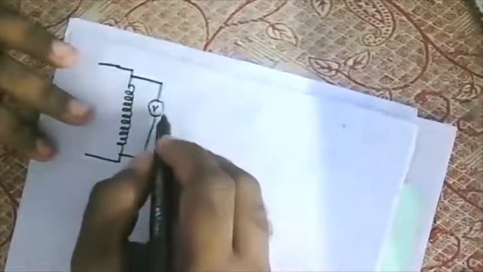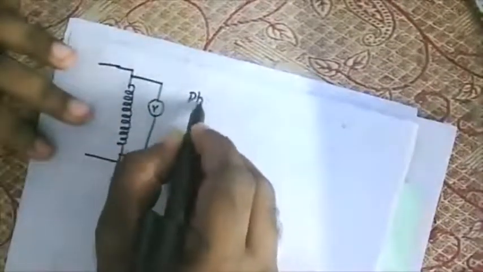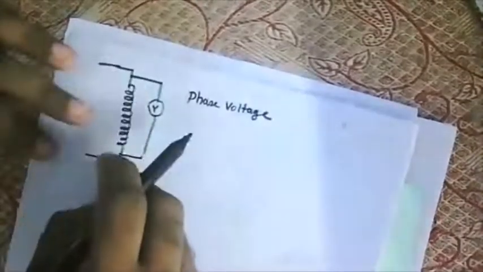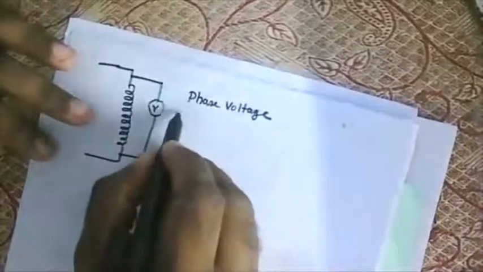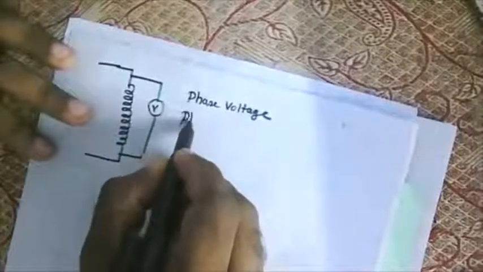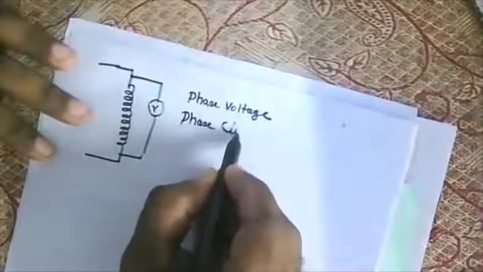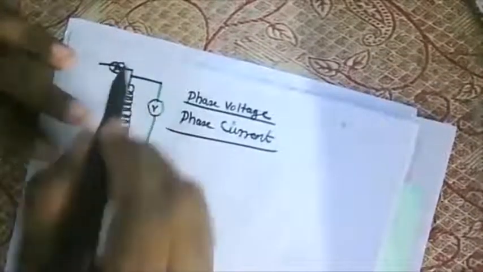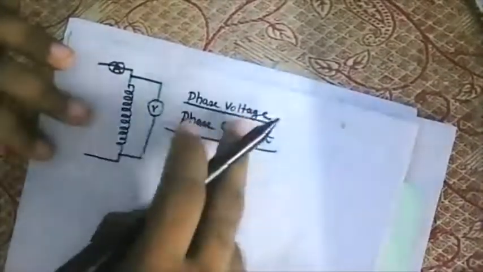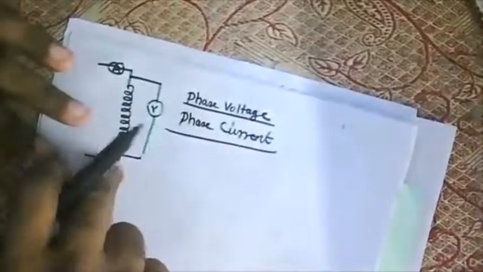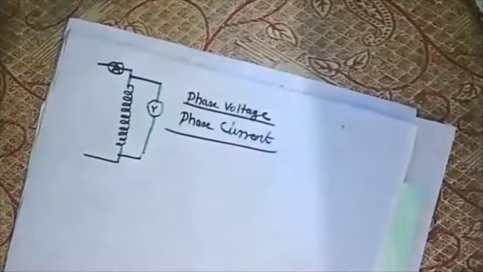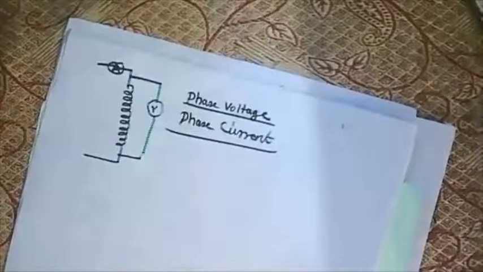In case of a three-phase system, the voltage occurring across a single coil is known as phase voltage. And similarly, whenever I measure the current, it is known as phase current. That is, the voltage and current measured here are known as phase voltage and phase current if it is having a single coil only. Now, we can see how the connections of this three-phase are going to take place.